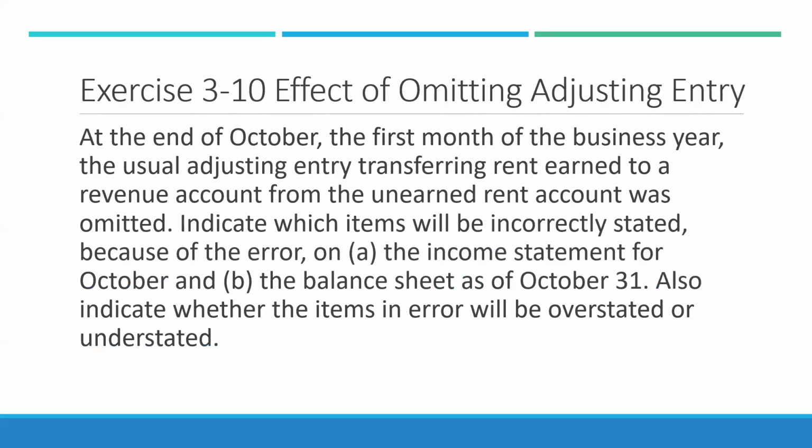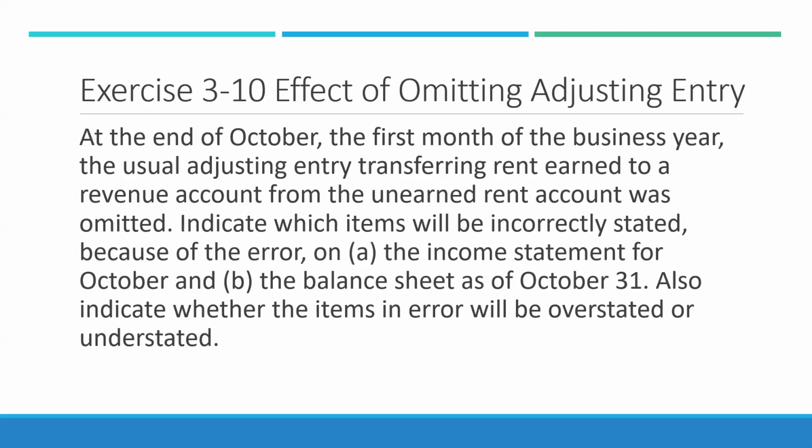What about this one? At the end of October, the first month of the business year, the usual adjusting entry transferring rent earned to a revenue account from the unearned rent account was omitted. So basically, we must have received rent, cash up front for a year's worth of rent. But we forgot to get it out of the liability and put it into rent revenue.